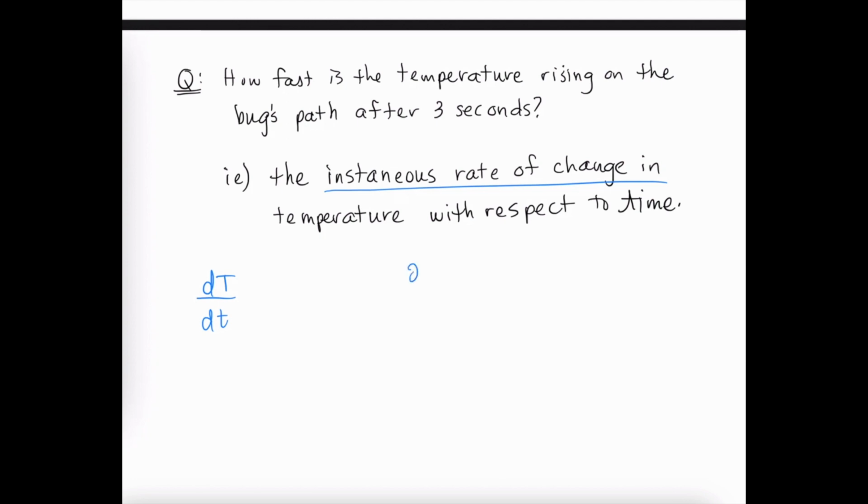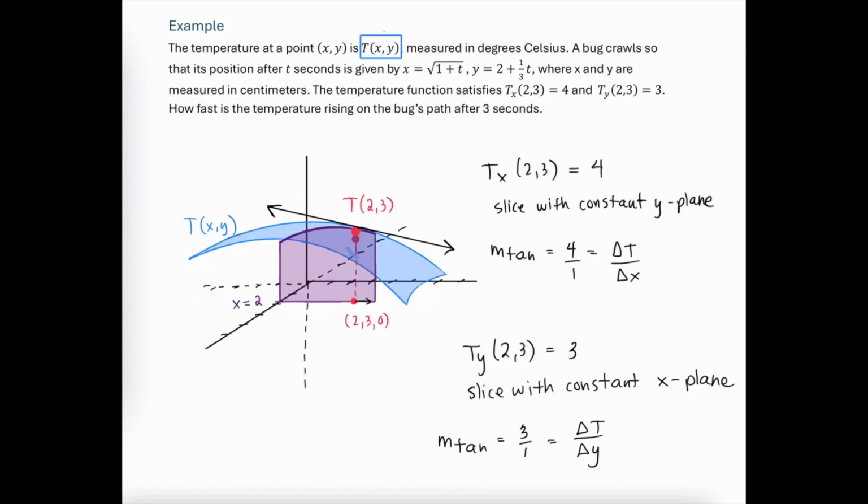Now the question is, is that going to be a partial or is that going to be a straight d derivative? Well, let's come back up here to the top. We see that capital T is a function of x and y, temperature, but x depends on time in seconds and y also depends on time in seconds.